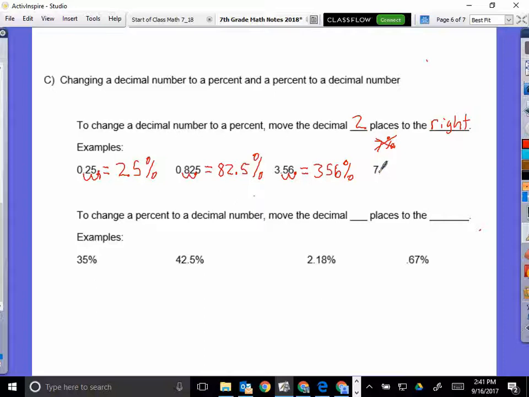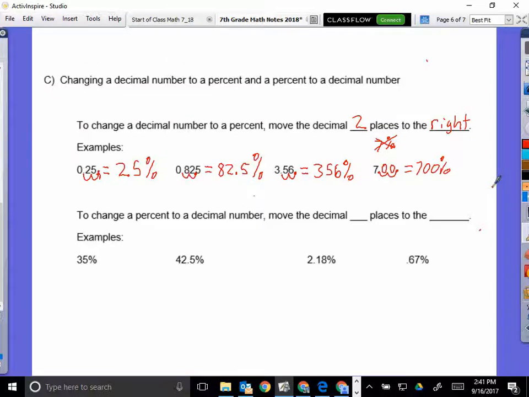So guys, just give it a decimal. Put a decimal right there. Move that decimal 2 places to the right. 1, 2. Now it's going to go right there. Remember what we do with empty spaces? That's right, we fill those with zeros. There we go. And that gives us 700%.